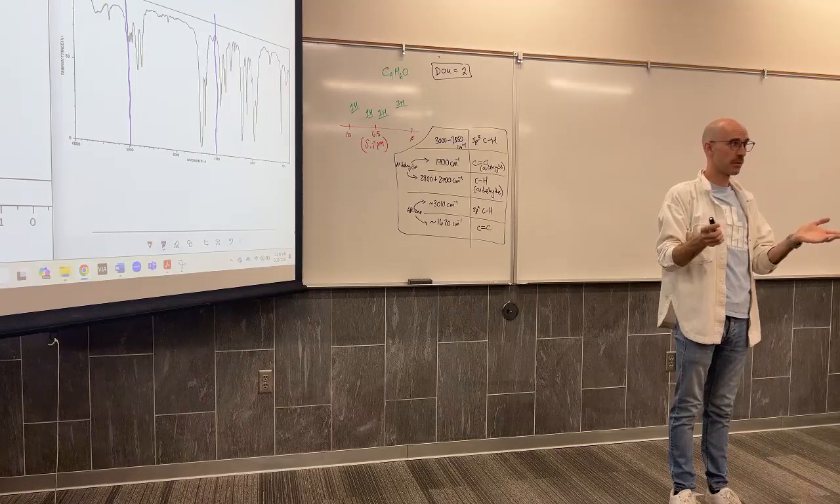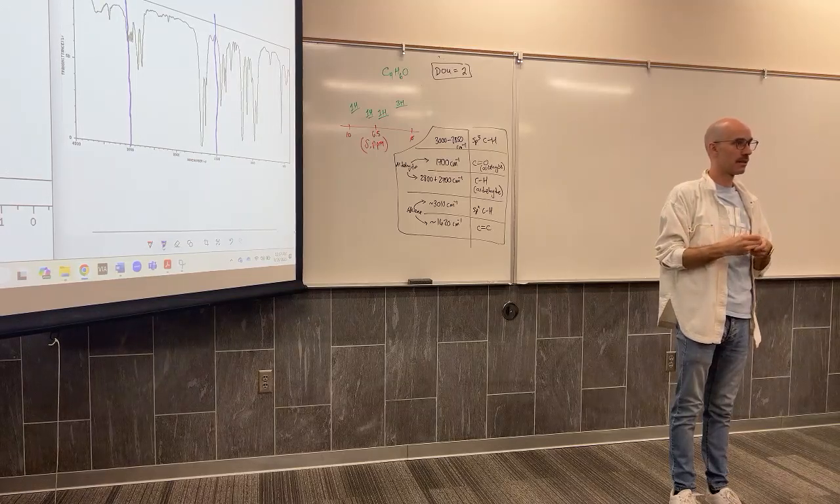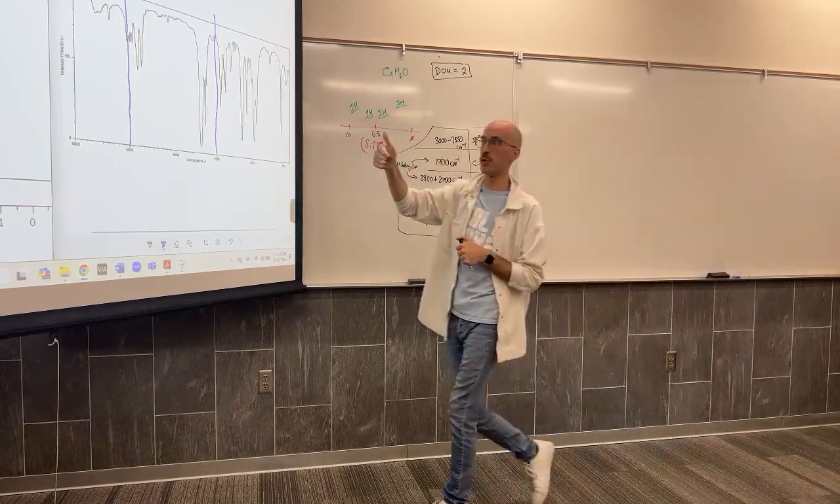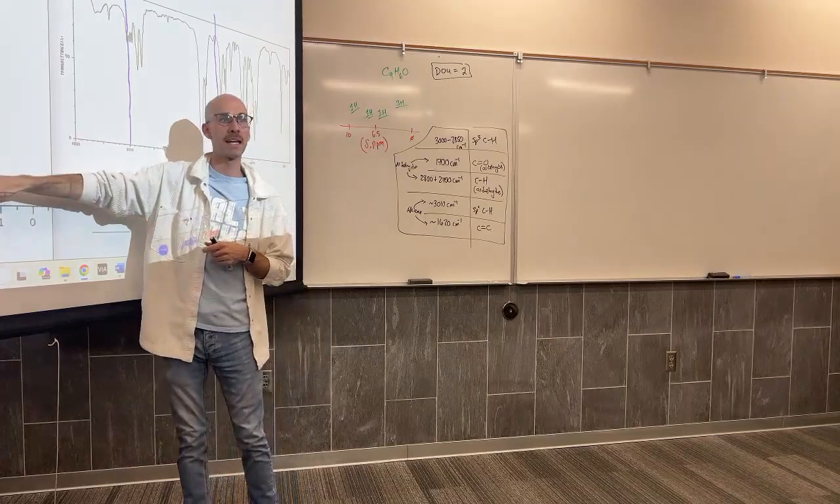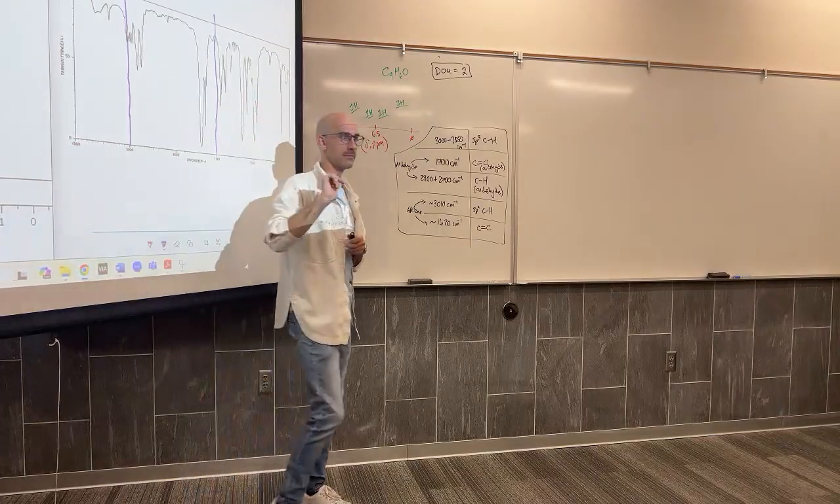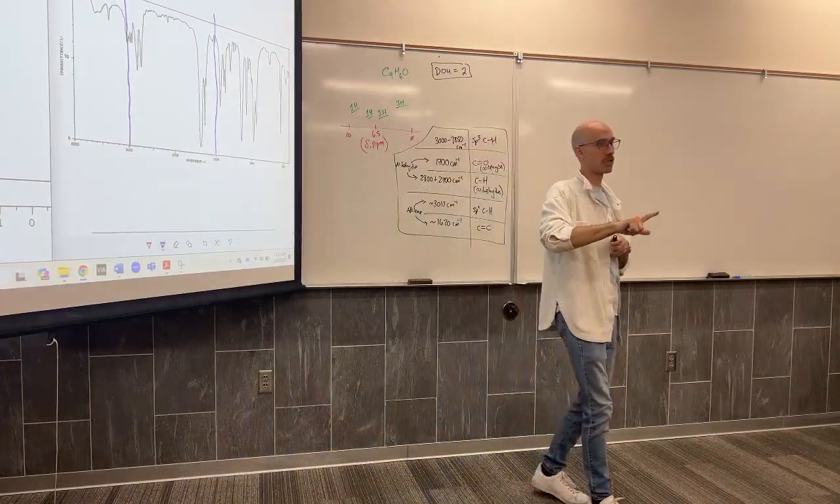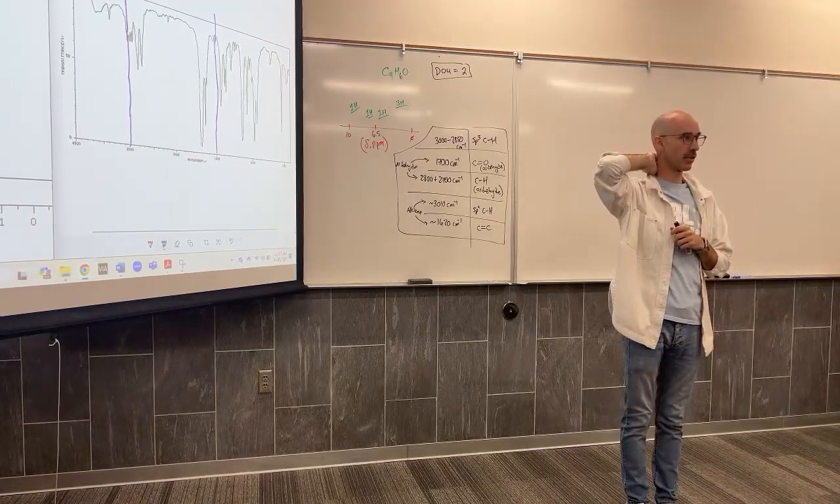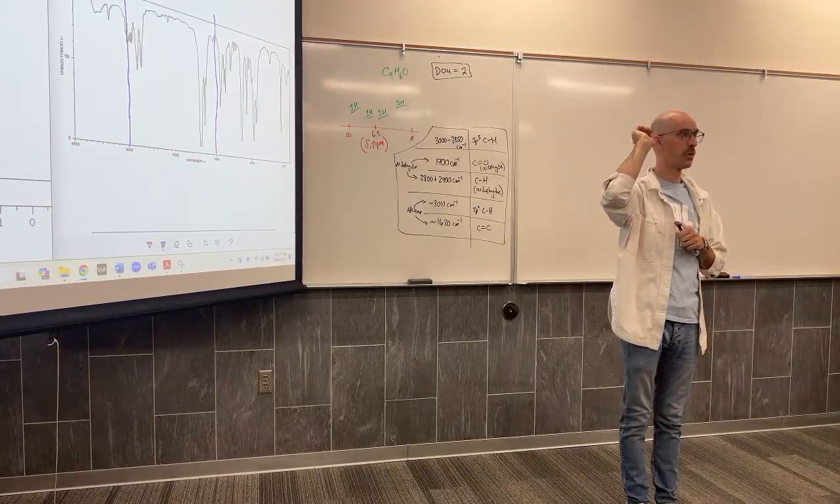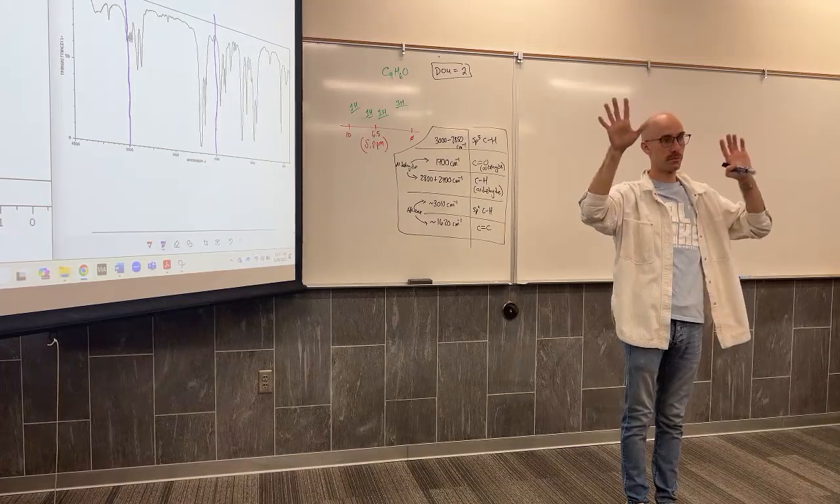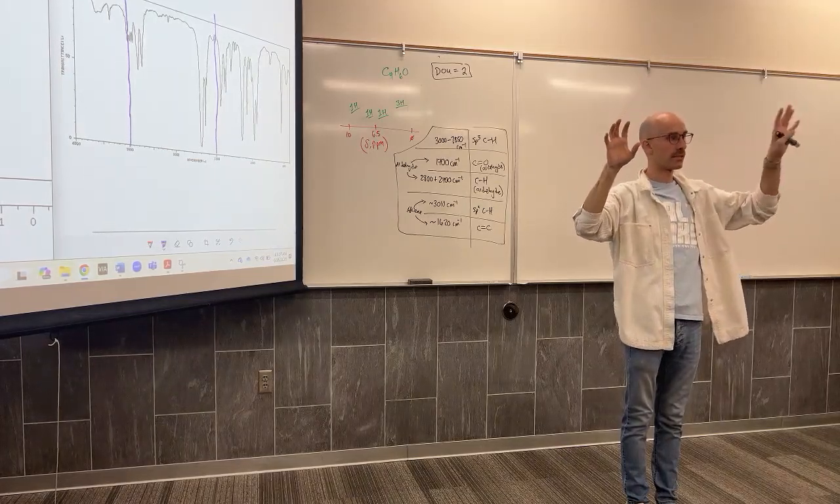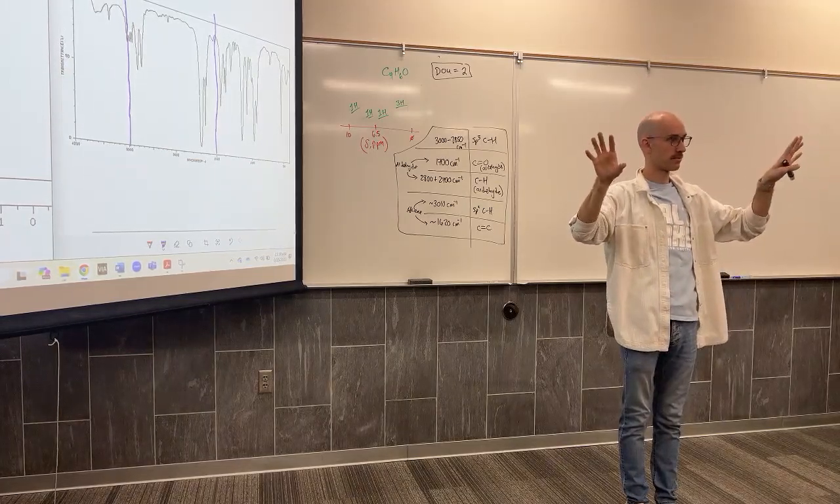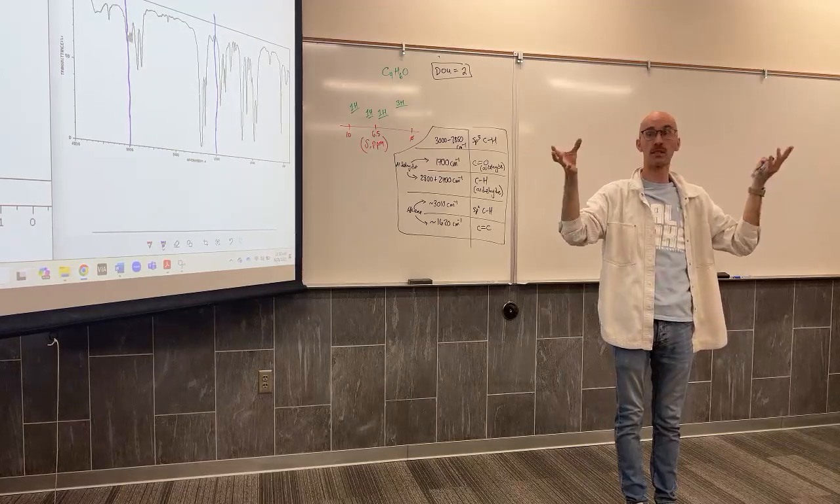And this is a confusing part, so I want to say it one more time. Integration tells you how many hydrogens make the signal. Neighboring hydrogens determine the peaks of that signal. So you want to think about splitting pattern, peaks, and integration differently. They tell you two separate things about a molecule.